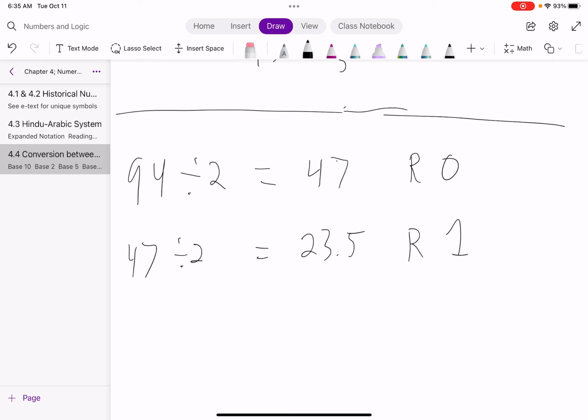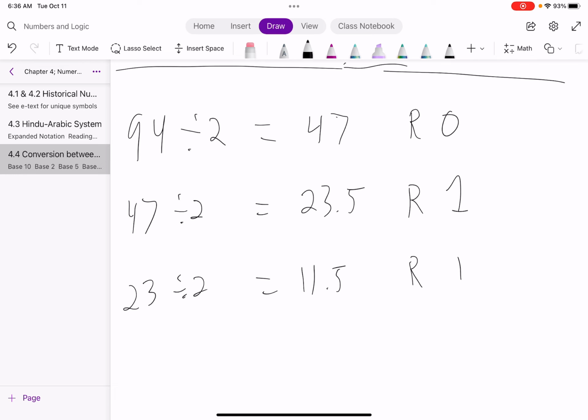So now I bring it down. 23, odd, divided by 2. So I'm going to get a decimal again, 11.5. Remainder, 1. And if you don't remember that, just 0.5 times 2 is 1. And now 11. Lost my pen for some reason. 11 divided by 2, which is 5.5. Remainder of 1.